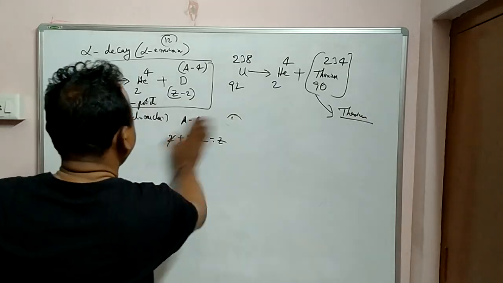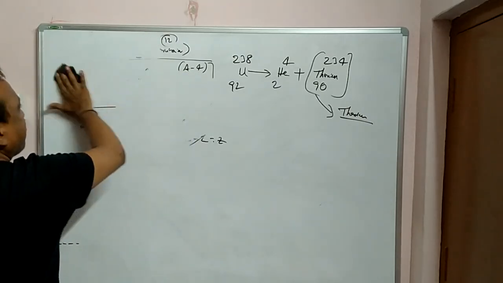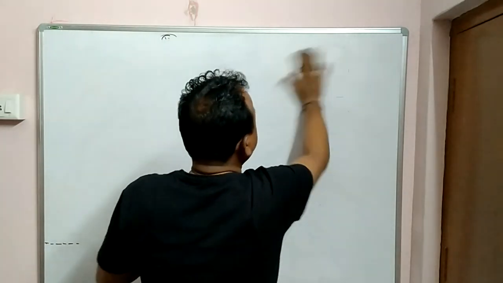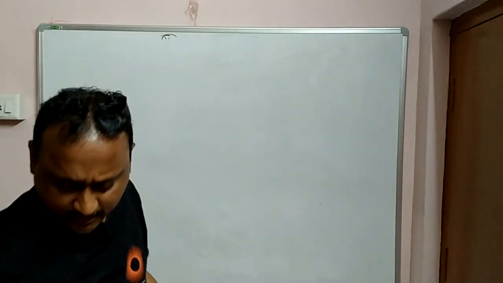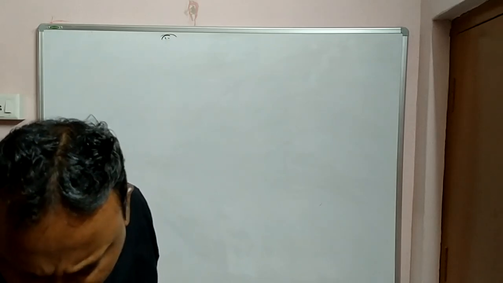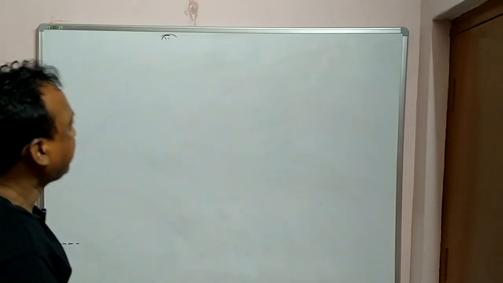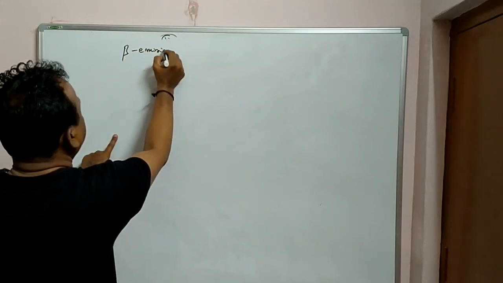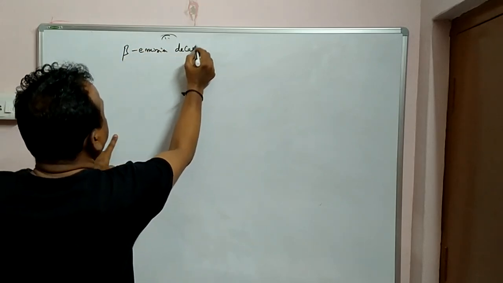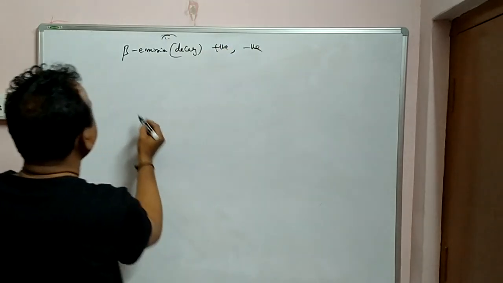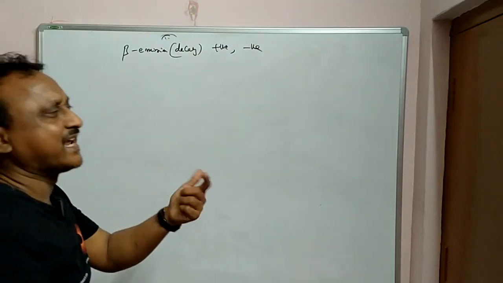Clear? I am dropping this. Next I am going to beta decay. See, in beta decay we will have two processes, positive and negative. Beta emission or decay will have positive and also negative. And beta is what? Fast moving electrons.